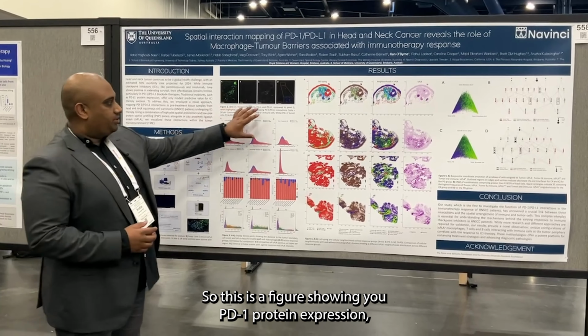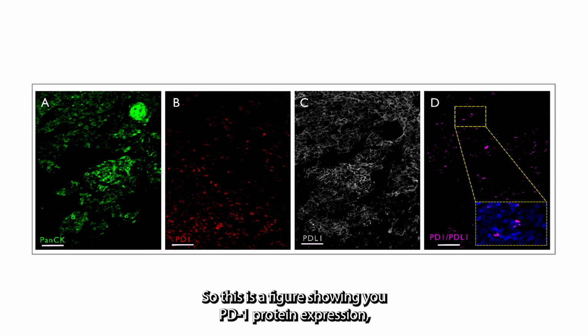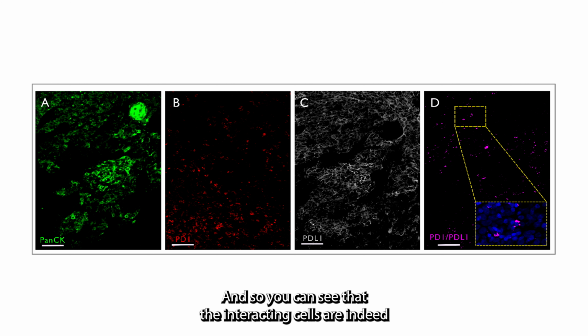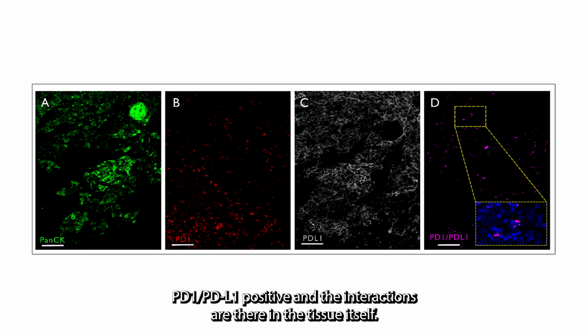So this is a figure showing you PD-1 protein expression, PD-L1 protein expression, and the interaction PD-1, PD-L1 on the tissue directly. And so you can see that the interacting cells are indeed PD-1, PD-L1 positive, and the interactions are there in the tissue itself.